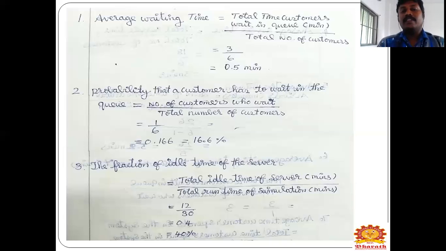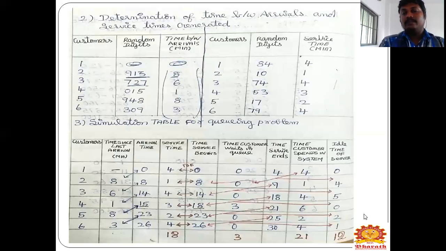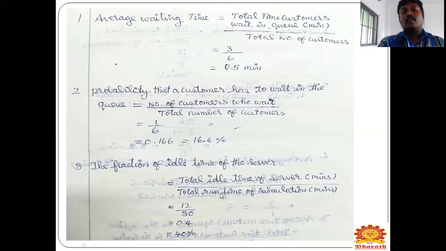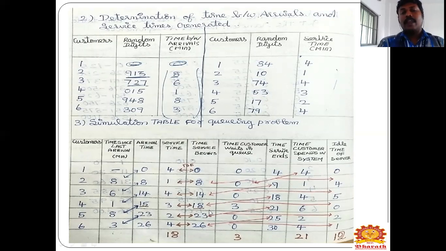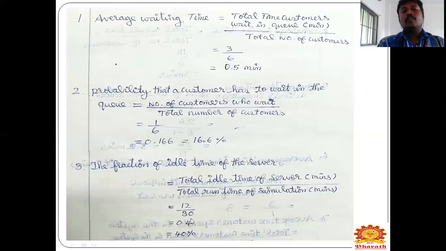And the idle time of the server is 12, and the total run time of the system is 30. So we take 12 by 30, which is 0.4. In terms of percentage, it is 40%.